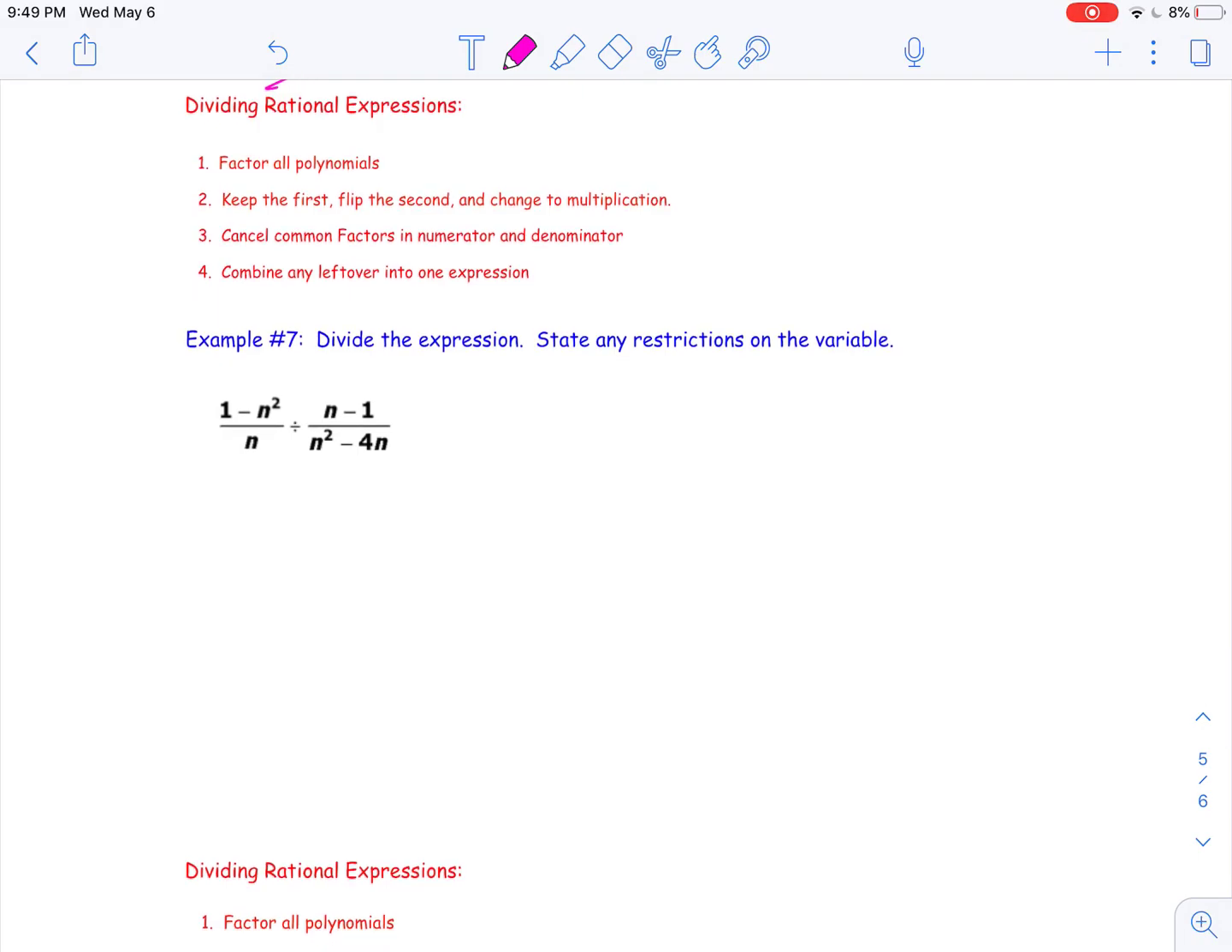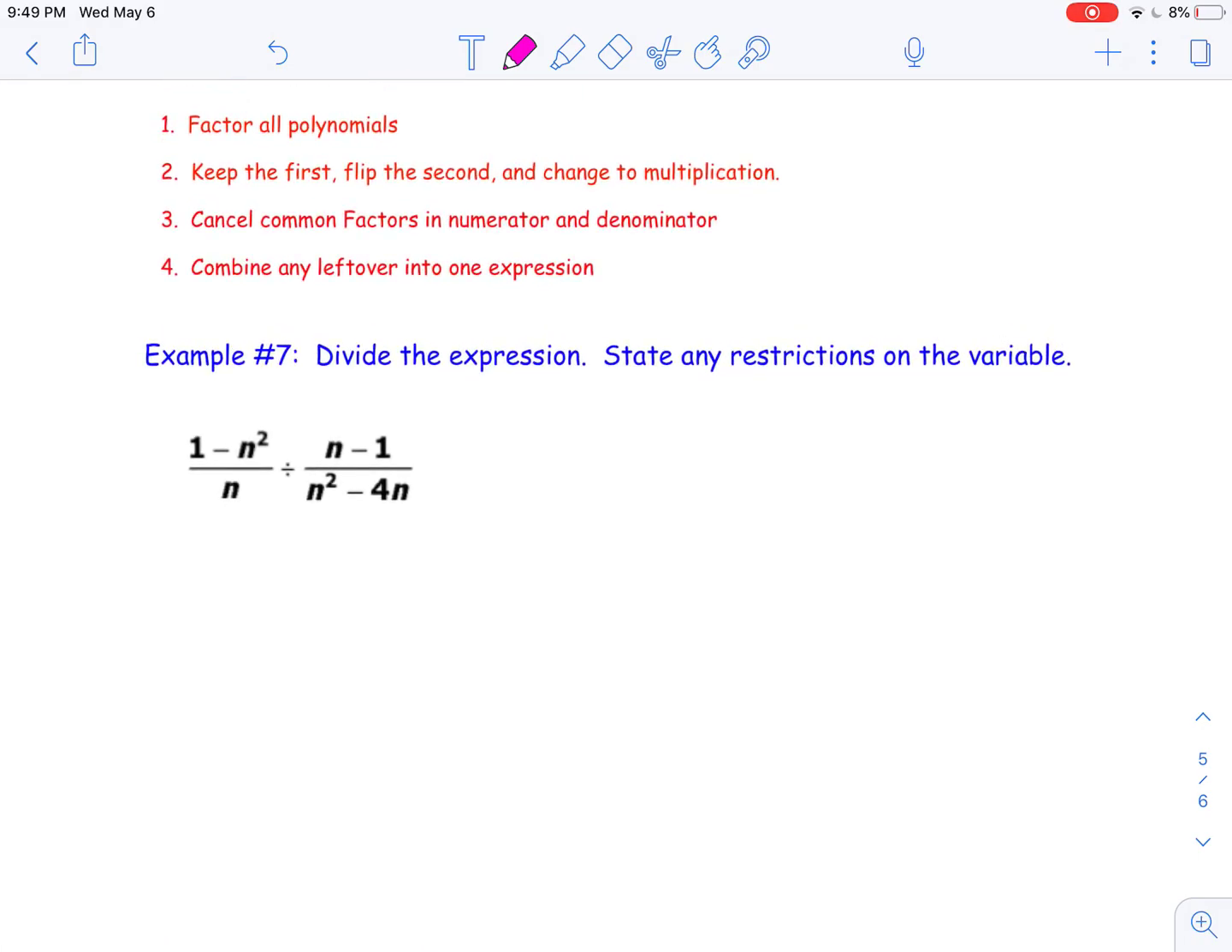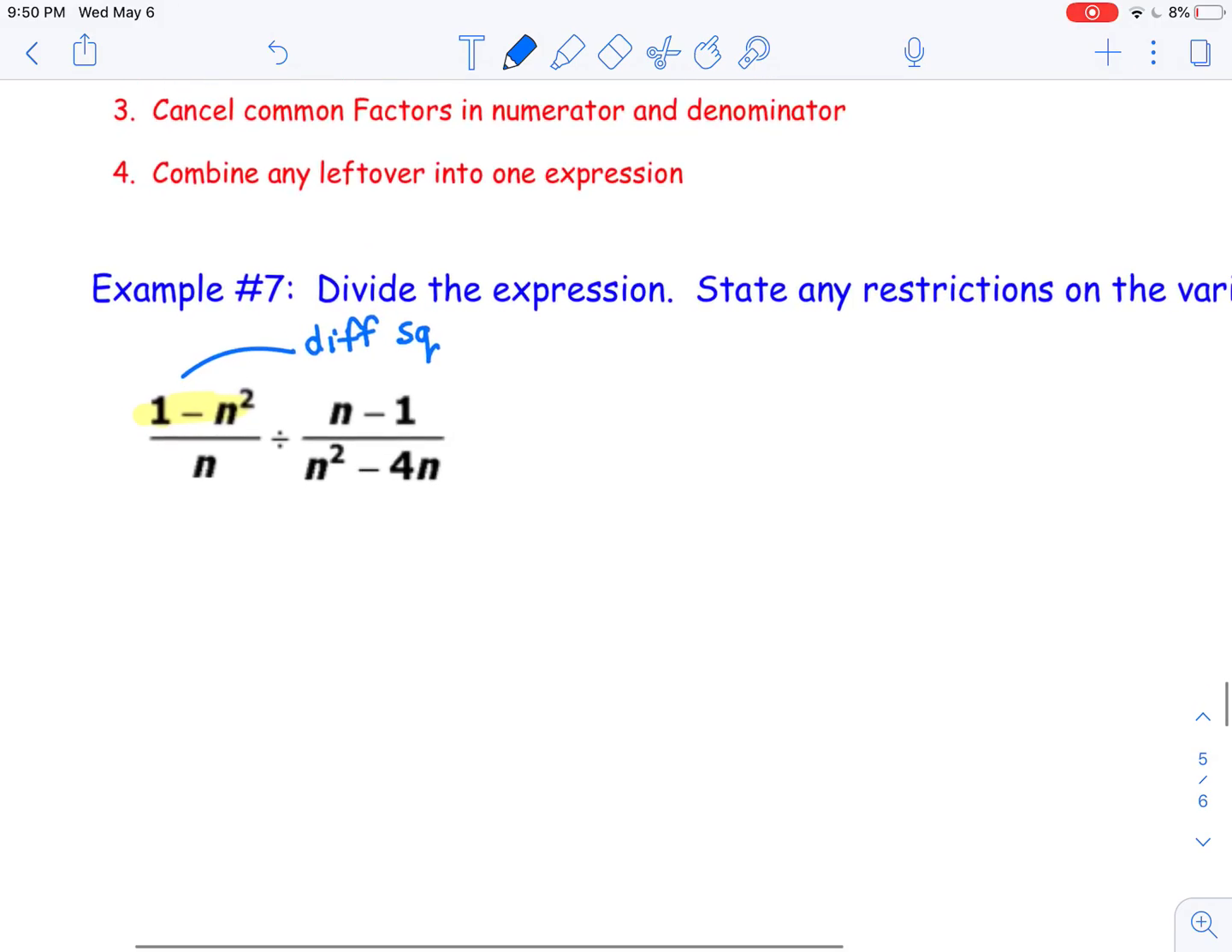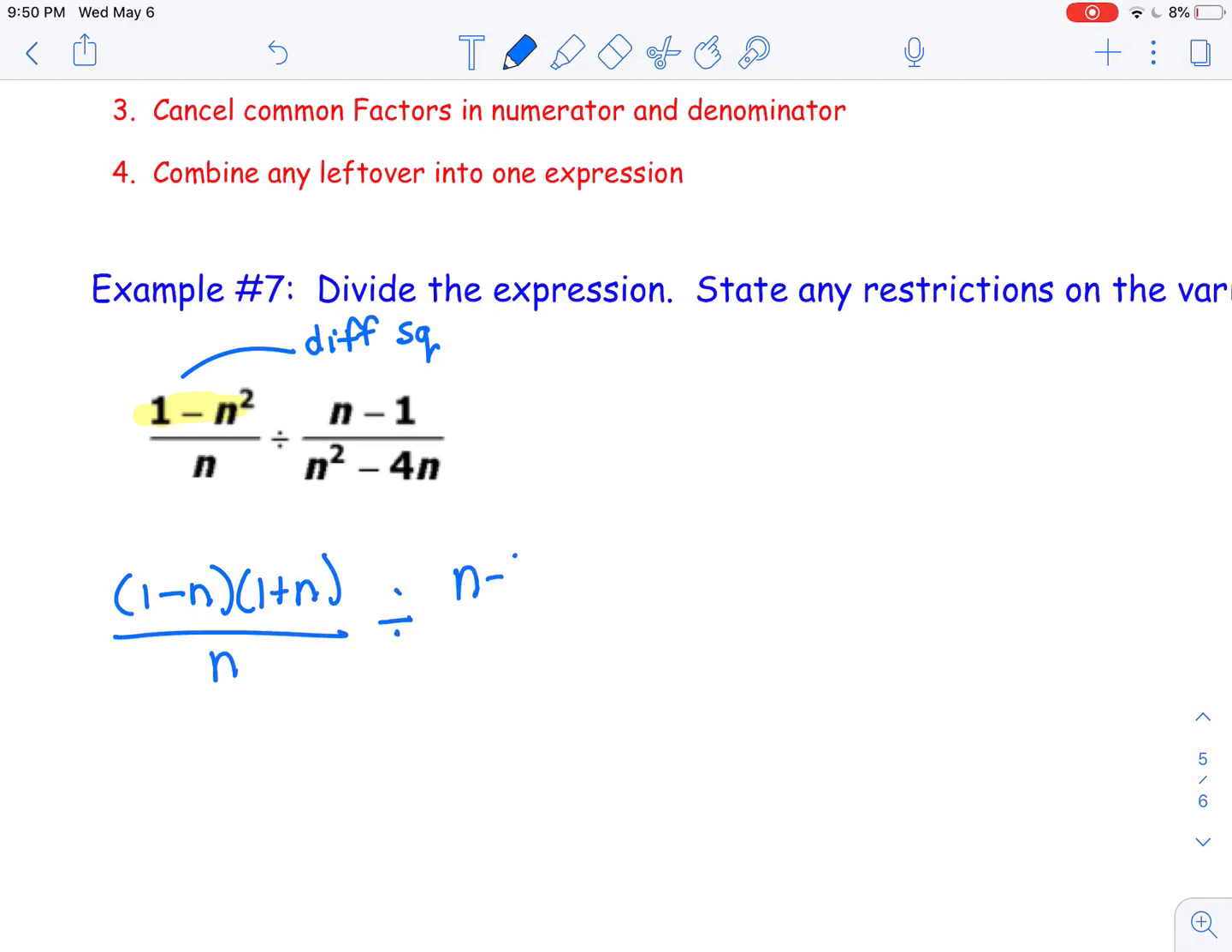Okay, we have another one here. So our first thing is to factor. I'm going to factor everything that I can factor. This here is a difference of squares. 1 is a perfect square and n squared is a perfect square, and we have subtraction, so I'm going to factor that. It's going to be 1 minus n, 1 plus n, all over n, divided by n minus 1. I can factor out an n on the bottom there, so I get n minus 4 on the bottom.